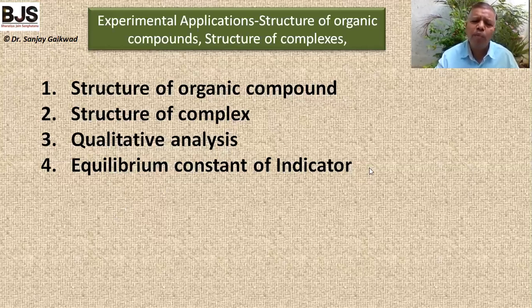The last application is related to the equilibrium constant of an indicator. There are many naturally occurring colored pigments, which at different pH give different colors. So what is the equilibrium constant for an indicator? What is the K value? Can we use this colored pigment as an indicator for a titration? For this purpose, we require the equilibrium constant value, and that value is easily measured with the help of spectrophotometric analysis. In this way, the spectral analysis method has a variety of applications in various fields, and therefore it is important.